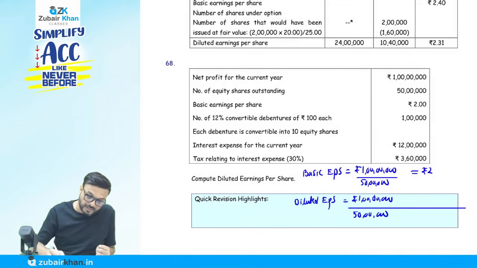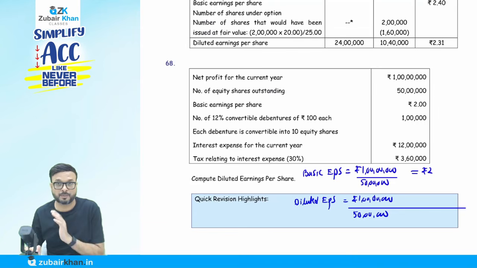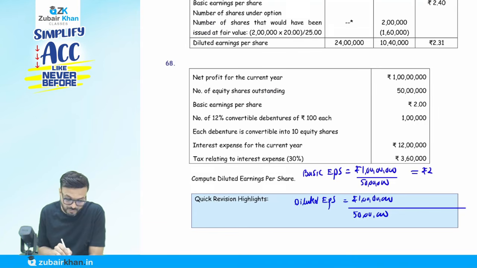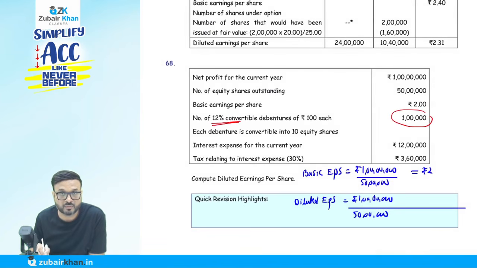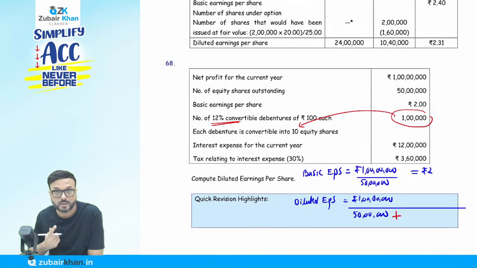Now understand how it is going to impact the profit in case of potential. This is the number of 12% convertible debentures of rupees 100, which is 1 lakh. So how many debentures do we have? 1 lakh. Each debenture will be converted into 10 equity shares. So if they convert the 1 lakh debentures we have, they will get 10 equity shares each. So 1 multiplied by 10. That 1 lakh debentures is going to be converted to 10 lakh equity shares. So I will add 10 lakh number of shares.